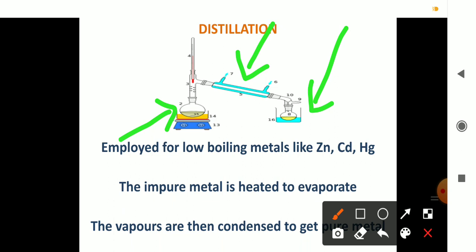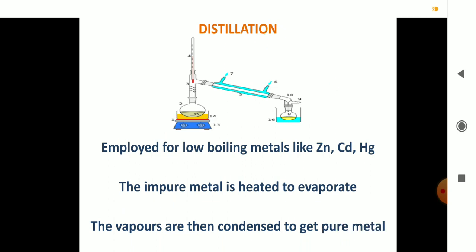So this is the distillation process. Now let me read the text. It is employed for low boiling metals like zinc, cadmium, and mercury. It is one of the essential things we need to know to carry out the distillation process. What is it? This distillation method is applicable only for metals which possess a lower boiling point. The examples for such metals are zinc, cadmium, and mercury.